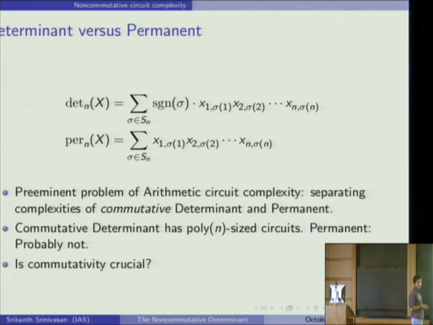It's true in the non-associative case too, but then you have to define the permanent carefully. In the non-commutative case, I think it's pretty straightforward. I think the permanent defined in this exact same way is still complete in the non-commutative case. So the question we'd like to ask is, does this kind of difference hold in the non-commutative model?